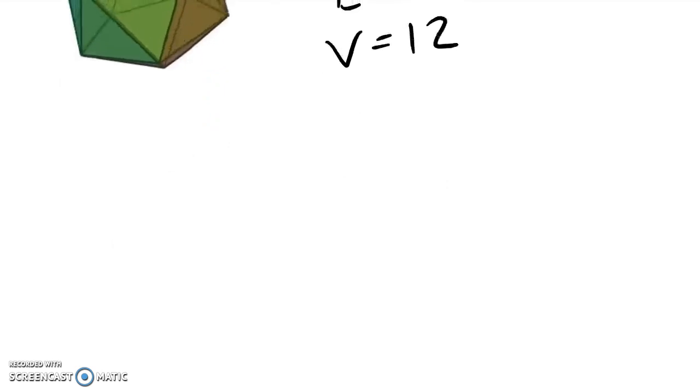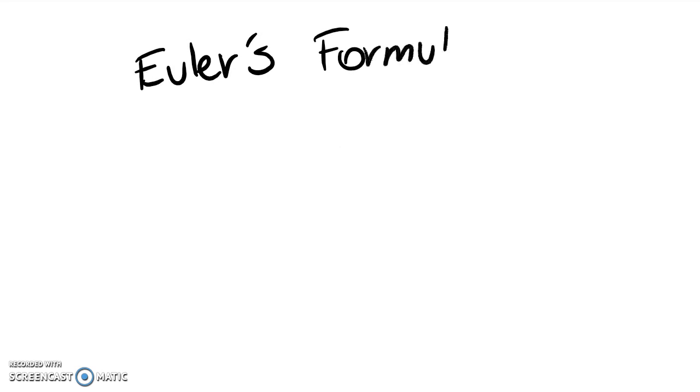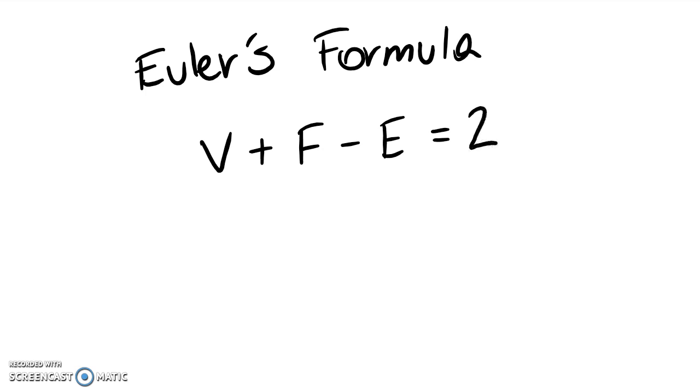A really cool thing that we know about polyhedra is Euler's formula. Euler's formula tells us that the number of vertices plus the number of faces take away the number of edges always equals 2. And that's not just for regular polyhedra, that's for any polyhedra. And that's part of the reason why we can only have certain regular polyhedra.